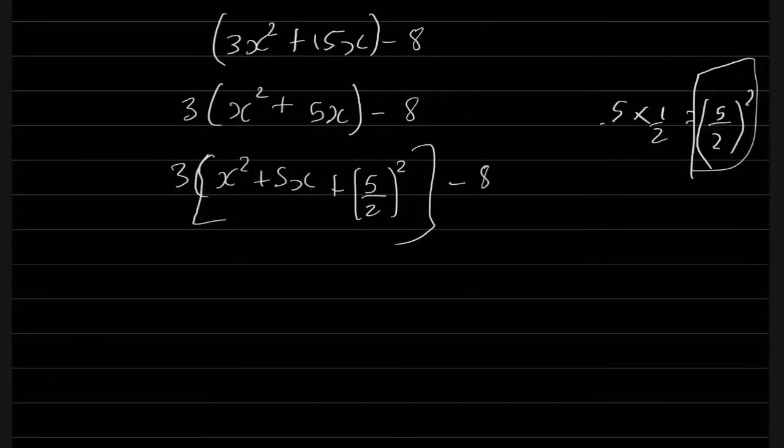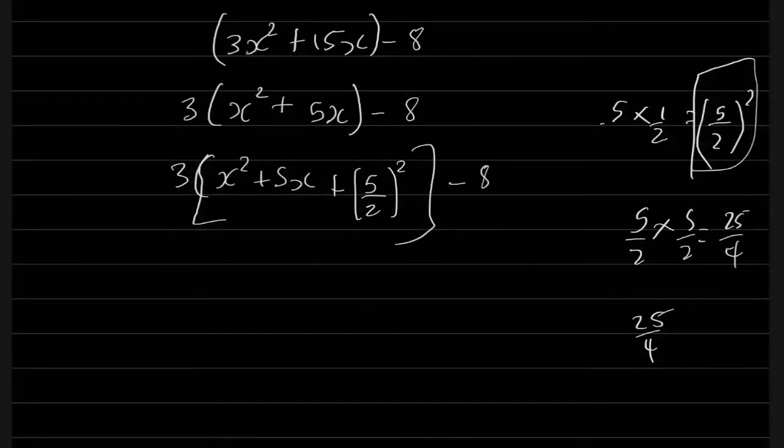Because we added in this 5 over 2 squared into the expression, we would have changed the expression. We now have a different expression. So to keep the expression the same, we need to subtract back out the thing that we added in. So we have to subtract back out this here. So let's square that 5 over 2. 5 over 2 times 5 over 2 will give you 25 over 4.